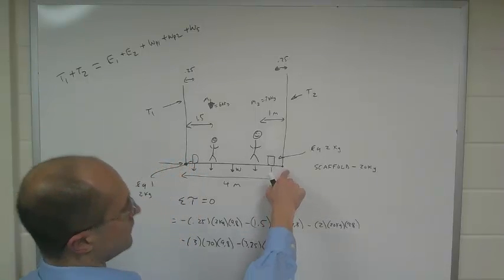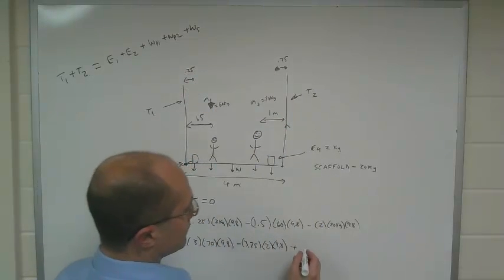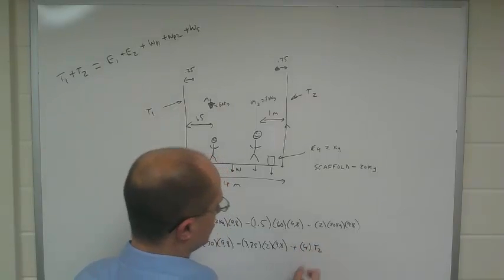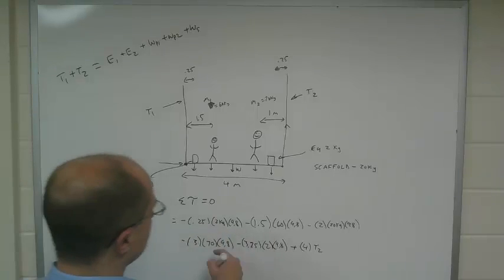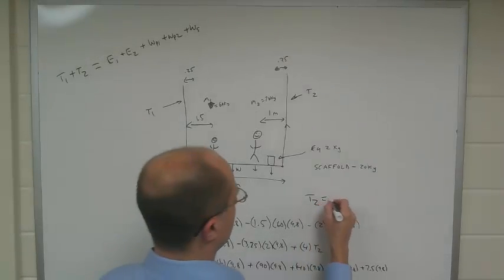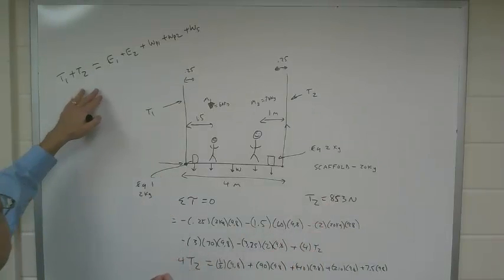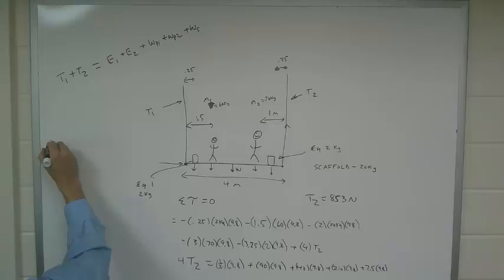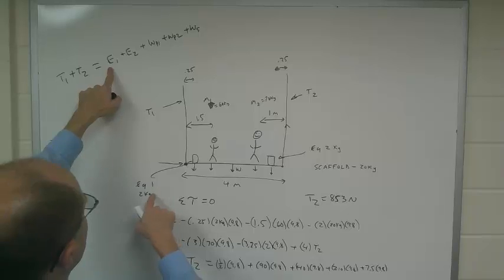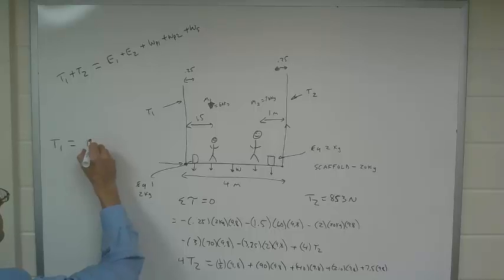And finally, at the very other end, tension 2 causes a counterclockwise rotation, so it's 4 meters away, and it's tension 2. When we add these all up, tension 2 is 853 newtons. So now that we know tension 2, we can come back up here and solve for tension 1, because we see that tension 1 is weight 1, which is equipment 1, 2 kilograms times 9.8, 19.6.